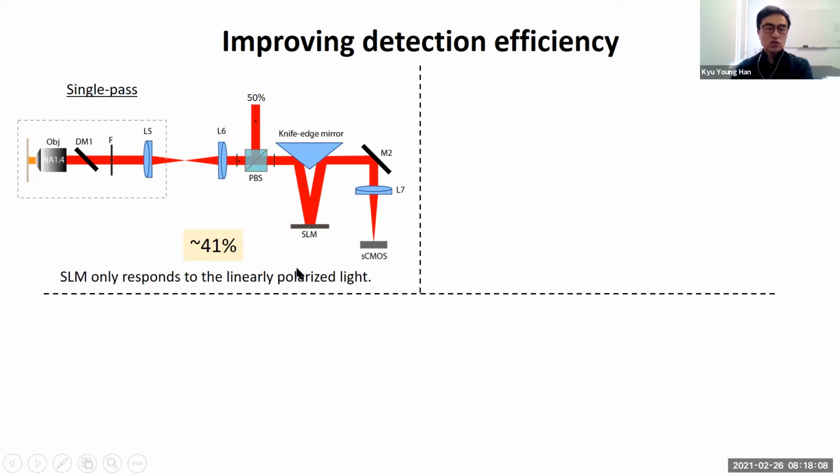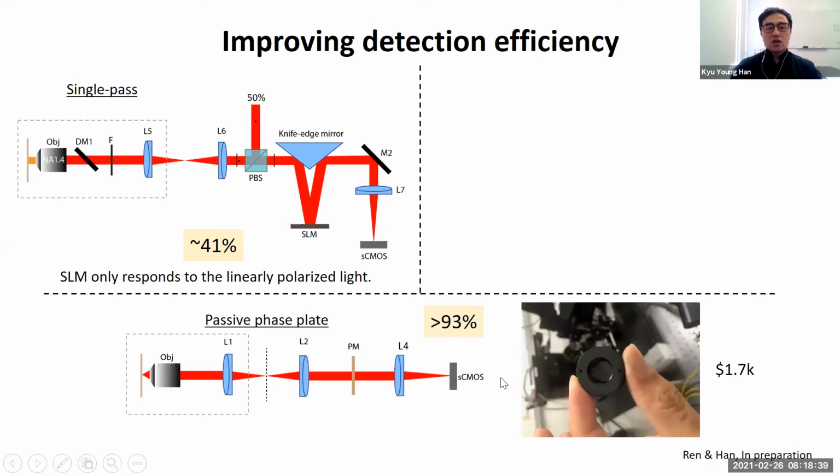Our approach actually has a little problem in terms of detection efficiency, because we are using a spatial light modulator. The SLM only responds to linearly polarized light in one direction, meaning that we have to discard 50% of the fluorescent light using the polarizing optics. So we are only collecting about 41% of the fluorescent light.